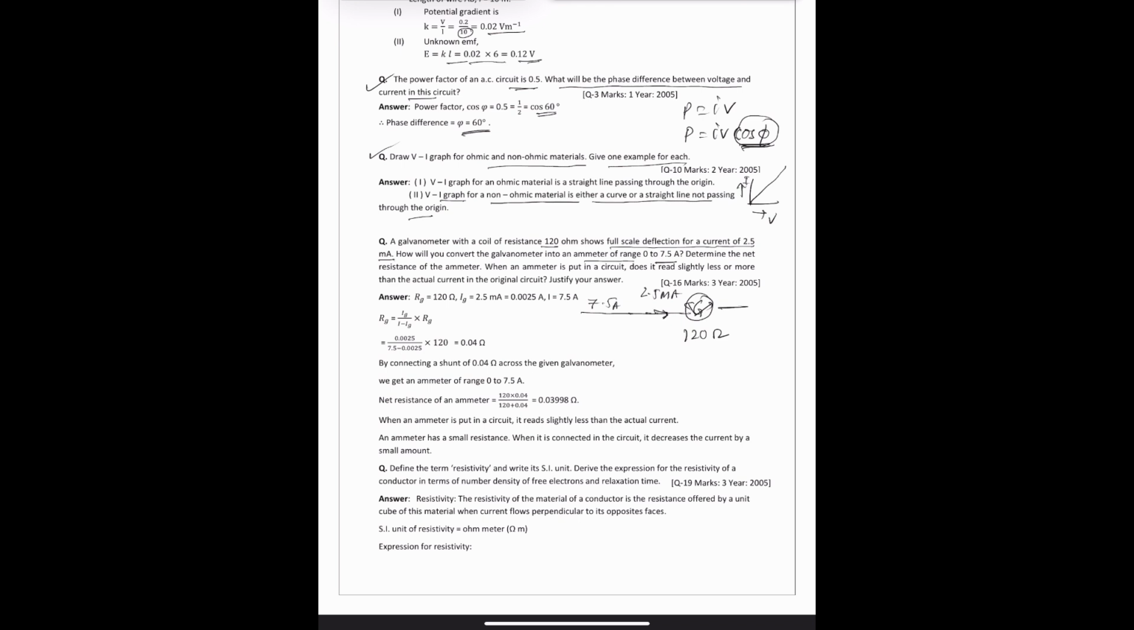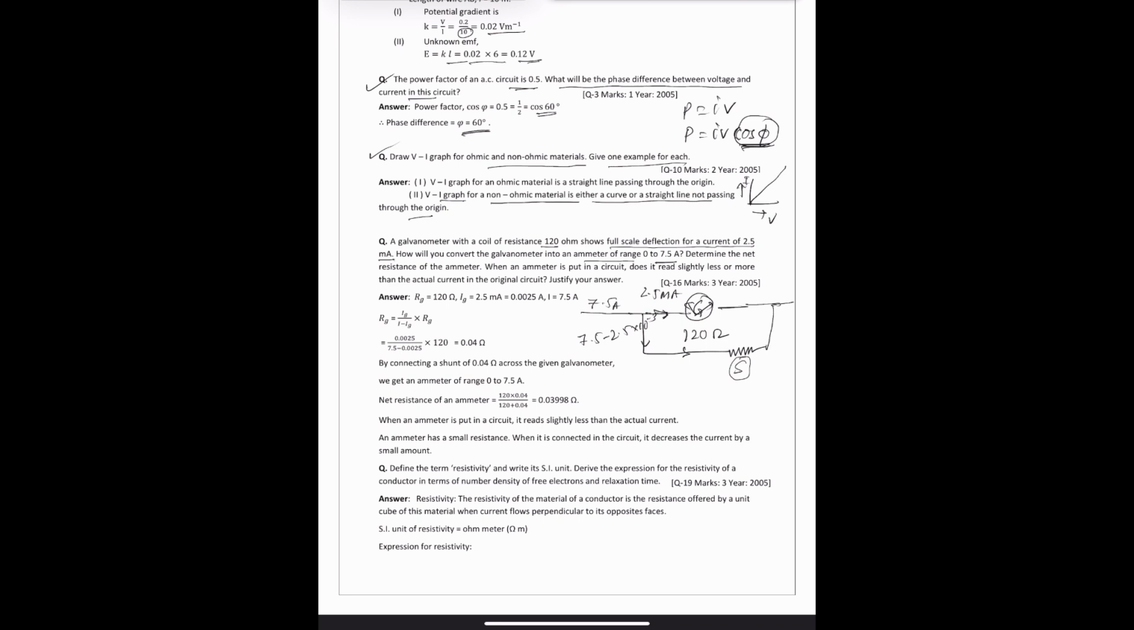One part will go through the galvanometer, and the remaining is (7.5 minus 2.5) into 10 to the power minus 3 ampere. For this current to be passed, we need a low resistance called a shunt, correct? So we have to apply a shunt here. This is how we can protect the galvanometer, by connecting a resistance of low value in parallel with the galvanometer.